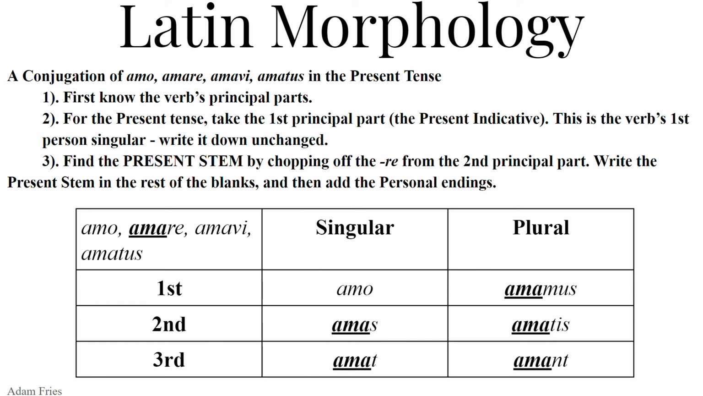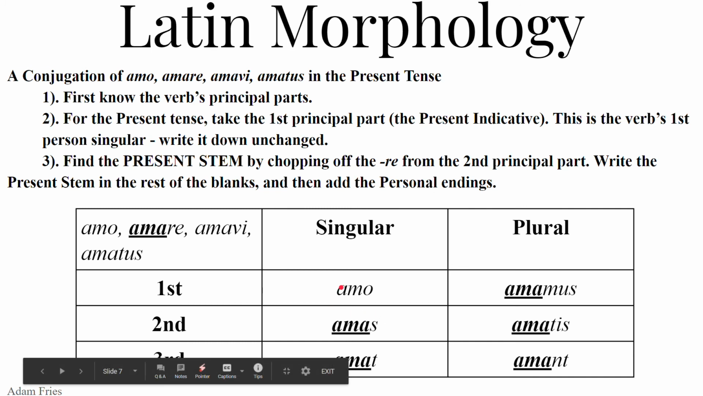So amo is I love. Amas is you love. Amat is he, she, or it loves. Amamus is we love. Amatis is ye love. And amant is they love.